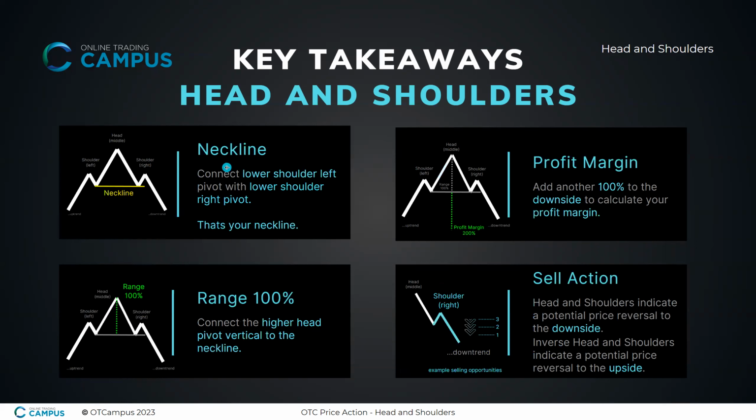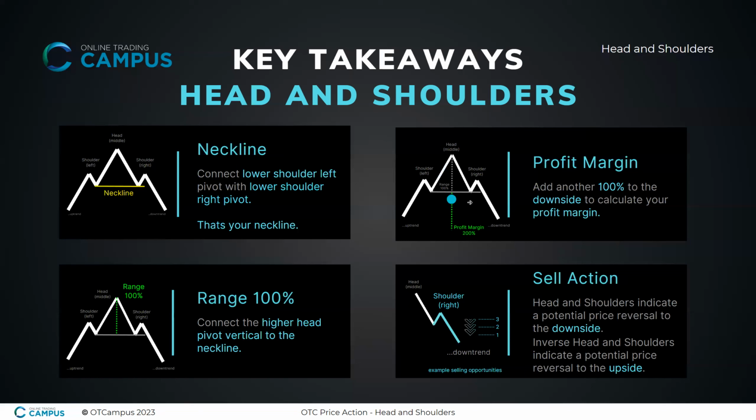The neckline. Here with a sample of the head and shoulders. The neckline connects the lower left shoulder pivot with the lower right shoulder pivot. That's our neckline. Very, very easy. Connect the left shoulder with the right shoulder, the lowest point pivots. Okay, that's it. Then create the range of 100%.